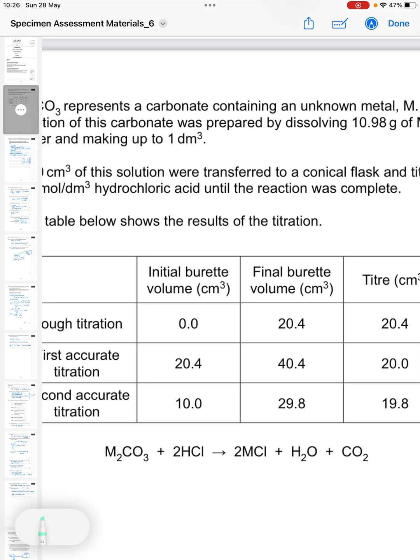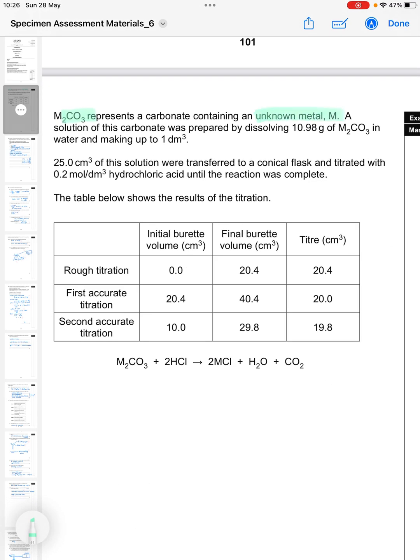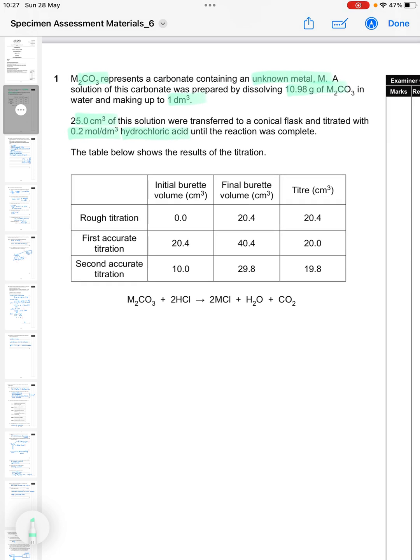So M2CO3 here represents a carbonate containing an unknown metal M. A solution of the carbonate was prepared by dissolving 10.98 grams of the solid in water, making it up to 1 dm cubed, 1 litre. So 25 cubic centimetres of this solution were transferred to a conical flask and titrated with 0.2 molar hydrochloric acid until the reaction was complete. So the table below shows the results of the titration.